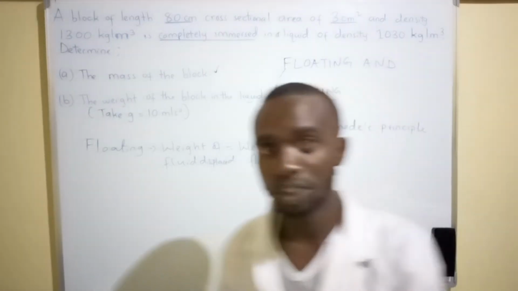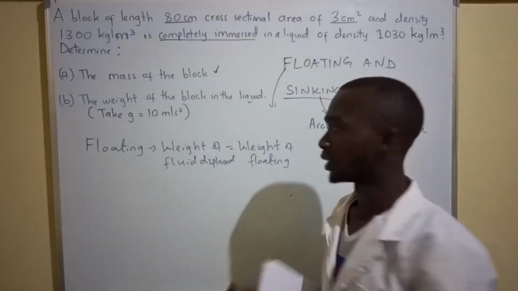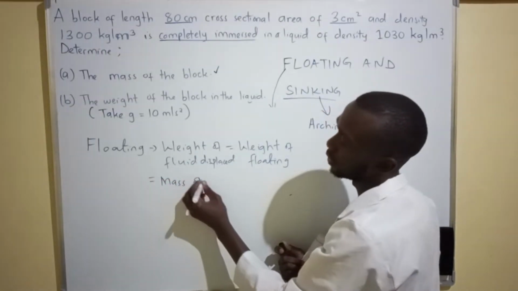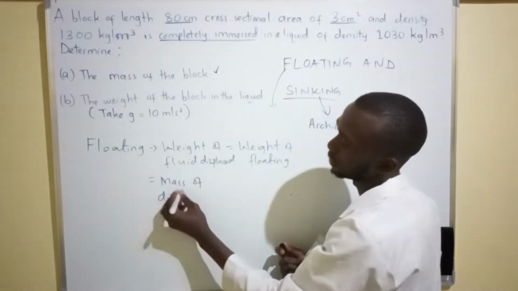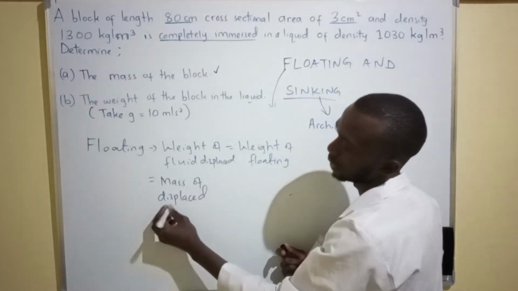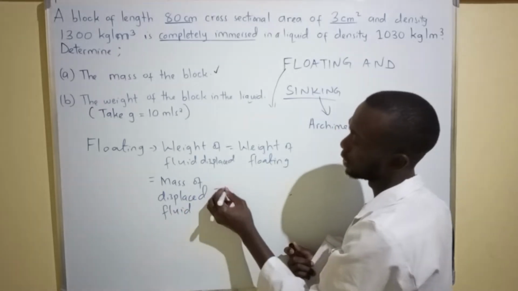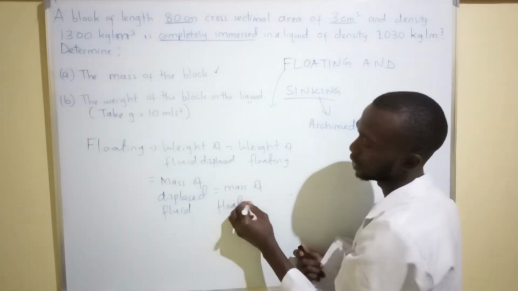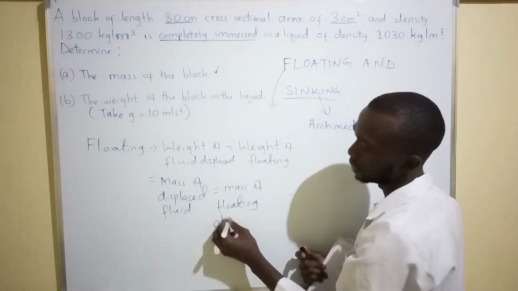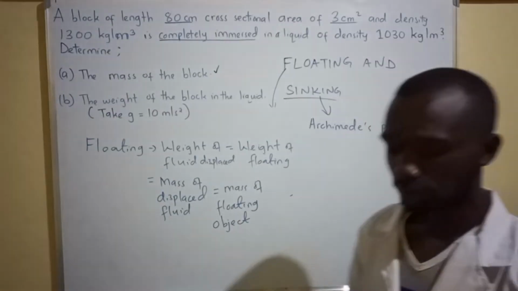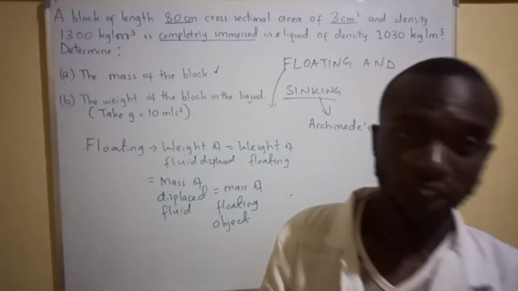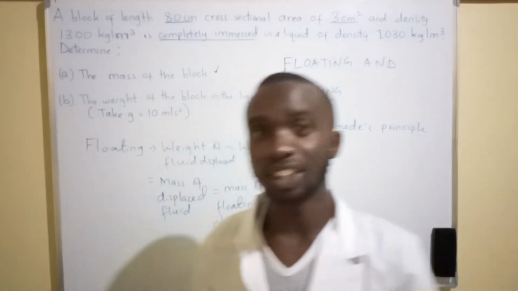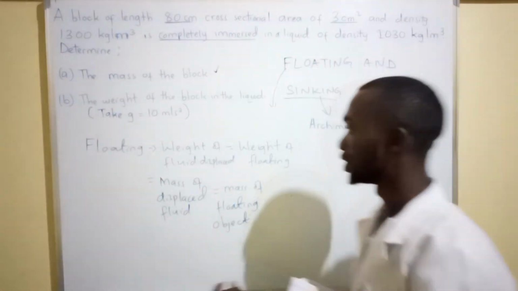Now, from the weight of the fluid, which is equivalent to the weight of the floating object, you can conclude that the mass of displaced fluid is also equal to the mass of the floating object. Now that is about floating, the law of flotation, which says that an object floating on the surface of a fluid displaces its own weight of fluid in which it floats.